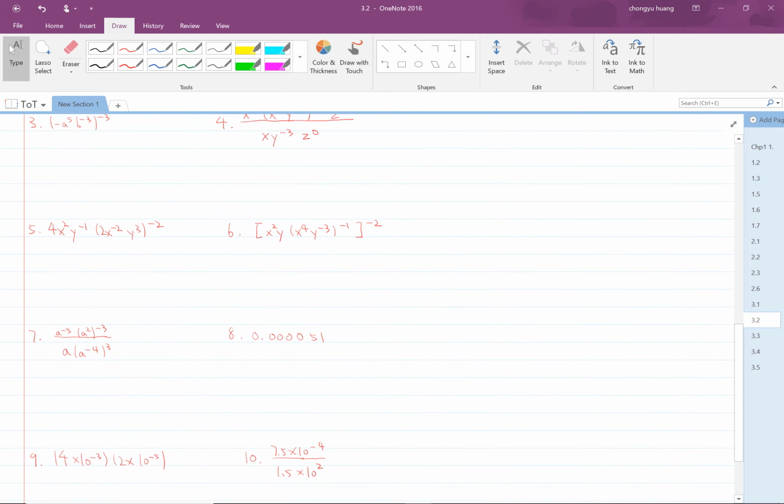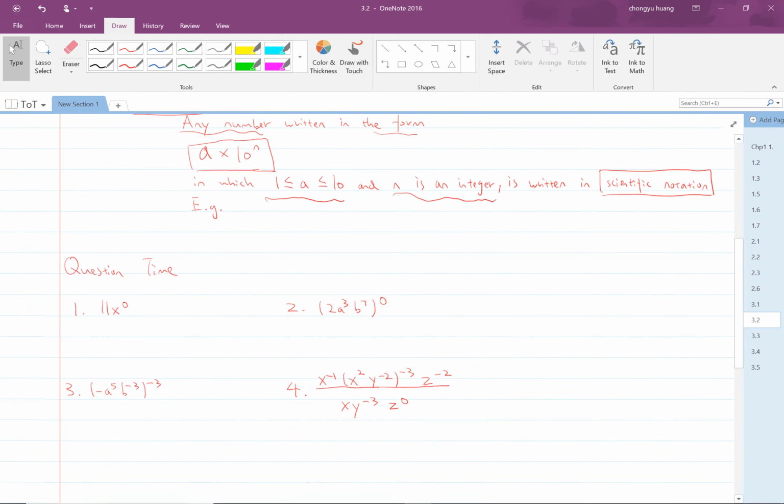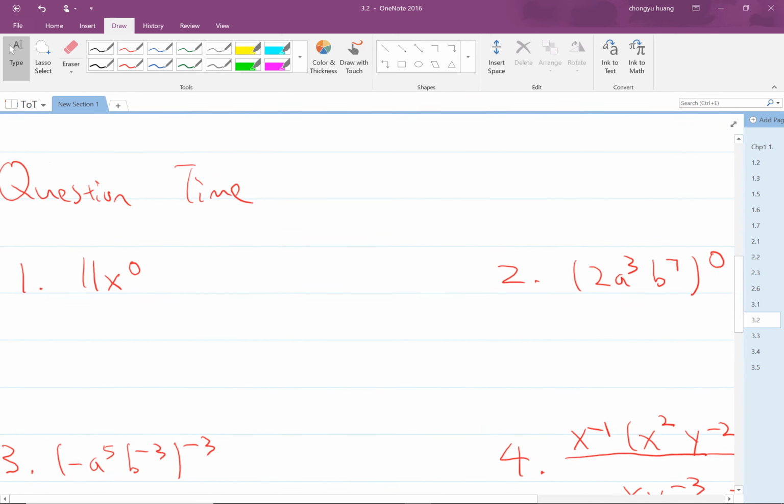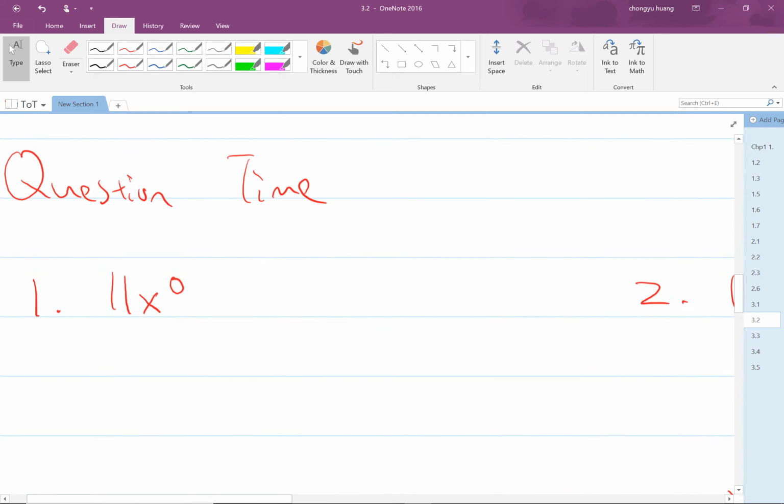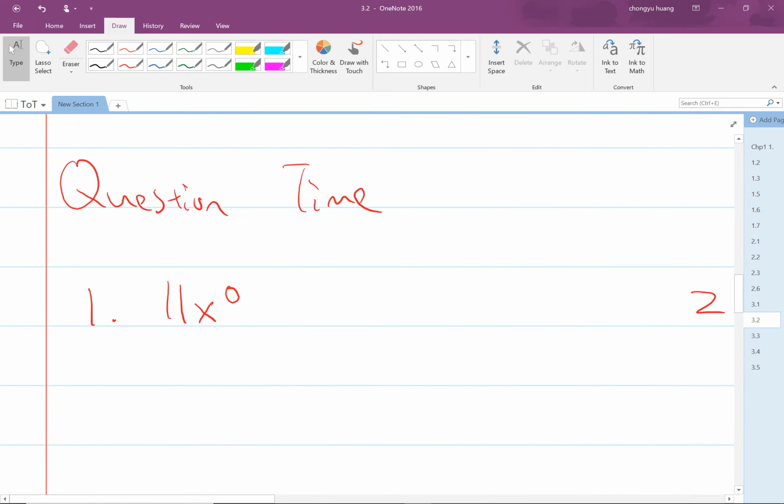So let's move into question 1 right here. Let me zoom in a little bit, to make sure you guys can see as clearly as possible. So you can see the first question. What we have over here is 11x to the power 0, right? So you write down 11, and as we all know, x to the power 0 is equal to 1, right? So the answer over here is 11.